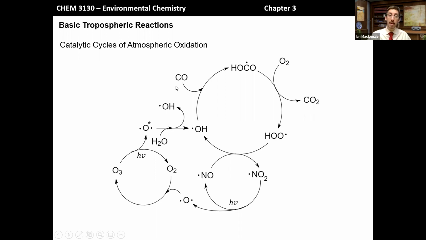There's a net oxidation that's occurring from CO here up to CO2, or if this was a hydrocarbon, we would eventually end up at CO2 with subsequent reactions here, but we have a net oxidation that's occurring. But this is how hydroxyl radical is consumed and reformed in these kind of basic tropospheric reactions.